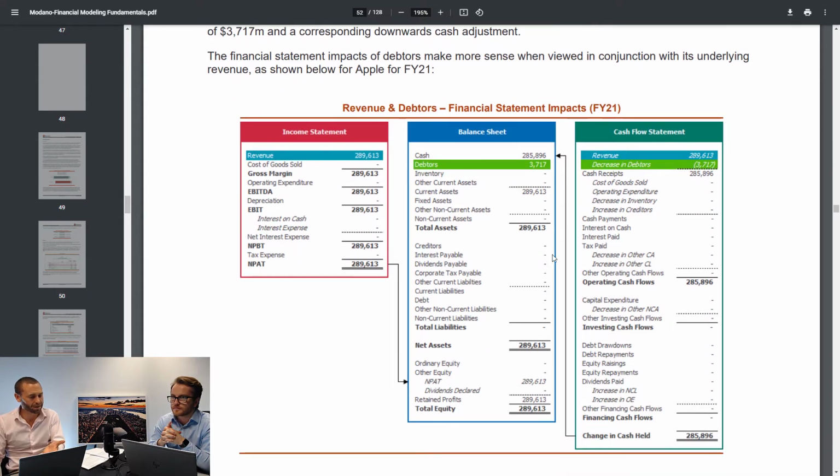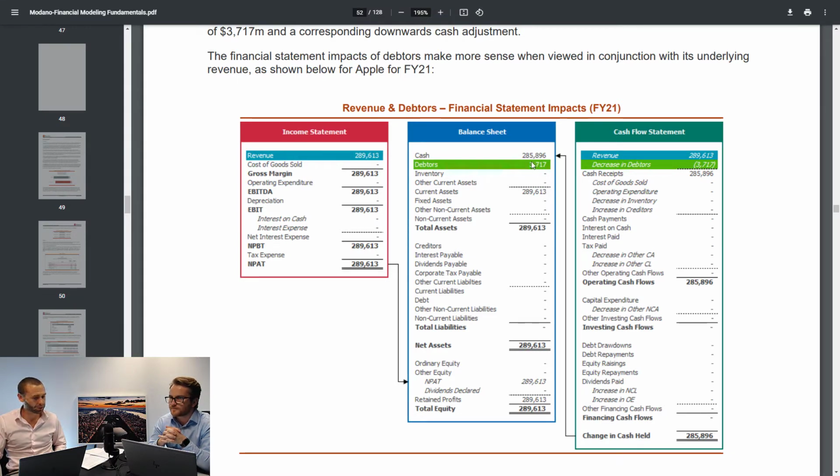If you combine the financial statement impacts of revenue in blue with debtors in green, you see that we reported revenues of 289. Of that, there's the 3,717 we're adjusting for, saying our actual cash was 285 of the 289. So our cash increases by the 285, our debtors increase by the 3.7, and we end up with our net assets still being the entire amount, because that's what we earned.